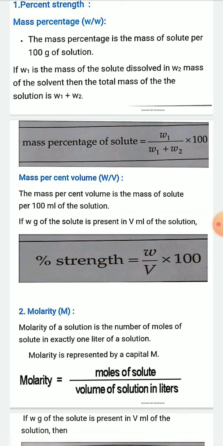If W gram of solute is present in V ml of the solution, then percentage strength W by V percent, that means mass percent volume, is equal to mass of solute, that is W, divided by volume of solution, that is capital V, into 100. This is the formula for calculation of mass percent volume, that is W by V percent.